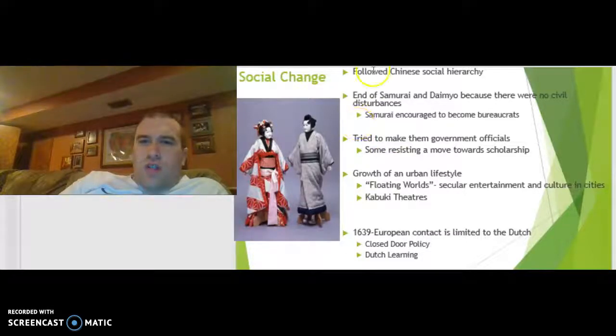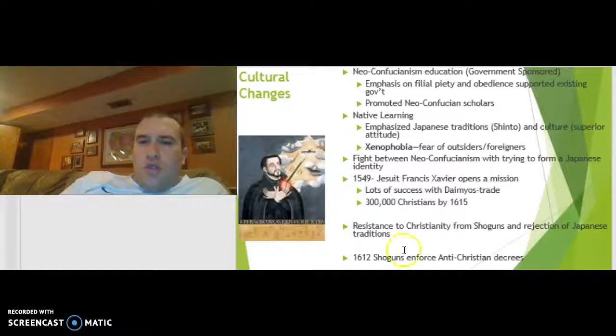Follow the Chinese social hierarchy in terms of emperor on top still, and then the shoguns. Remember, the emperor, though, was a figurehead in Japan, not like in China, where the emperor is the son of heaven. And then lastly, the cultural changes. You know about how Christianity in Japan ends with death, basically, during this time period, and the rise of xenophobia.